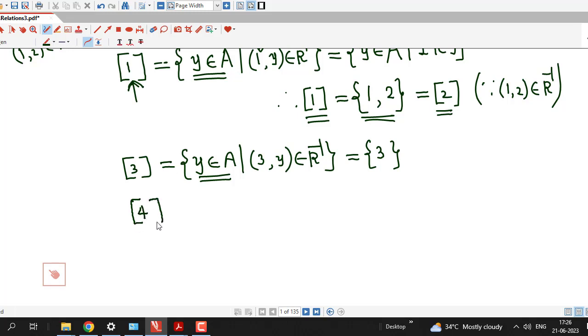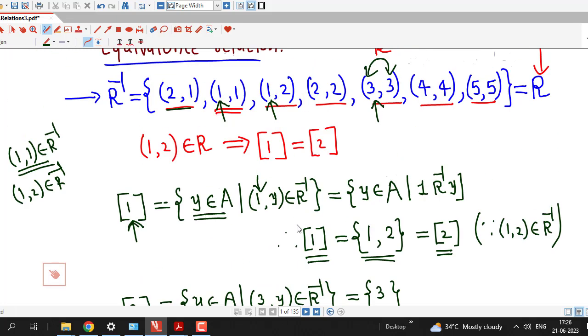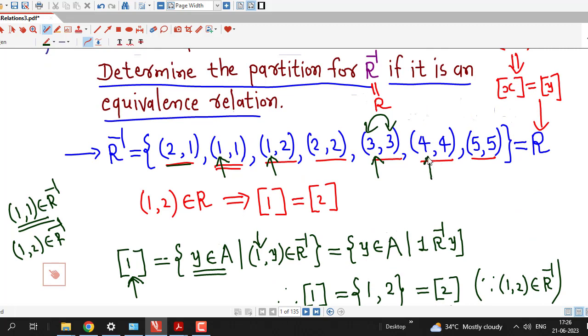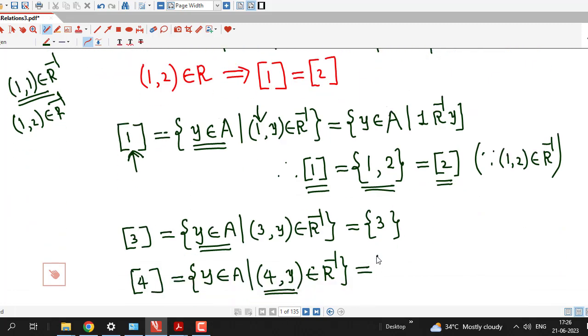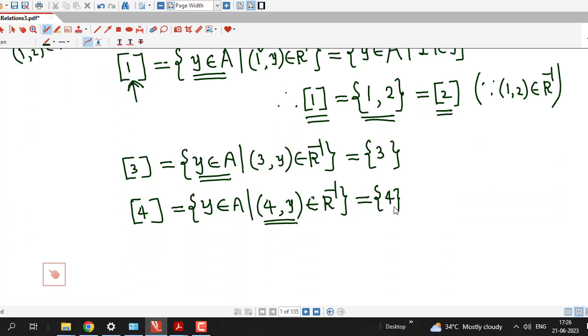Then I find out equivalence class of 4. So again by definition I have to collect all those elements of given set A which are related to 4, that is (4,y) belongs to R inverse, and I have to concentrate on those ordered pairs having first component as 4, and here also there is only one ordered pair (4,4), that is 4 is related to 4. Therefore there is only one relative of 4 also. Equivalence class generated by 4 is also set having only one element 4 itself.